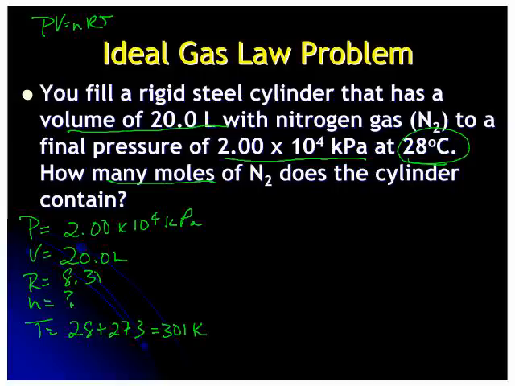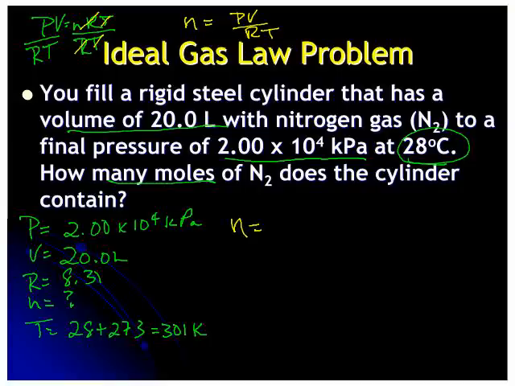Okay, so we're looking for N here. So we want to get N by itself. So let's divide our formula by RT. So the R cancels out, the T cancels out, and I'm left with N equals pressure times volume divided by RT. So let's go ahead and solve that.